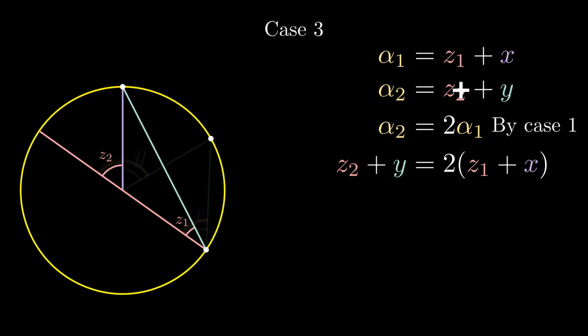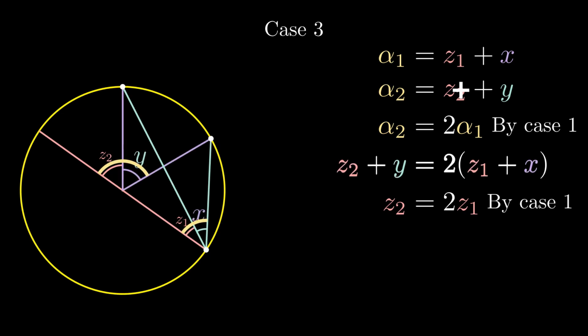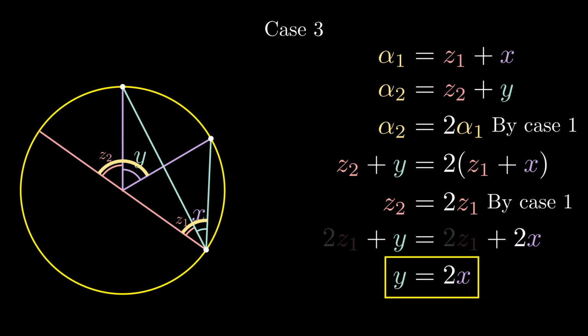And now also notice that in a similar manner, by case 1, z2 is twice the angle z1. And therefore we can replace z2 with 2 times z1. Next, we can notice that the terms 2 times z1 can be subtracted from both sides, resulting in, once again, y equals 2x. And this concludes the proof for case 3.